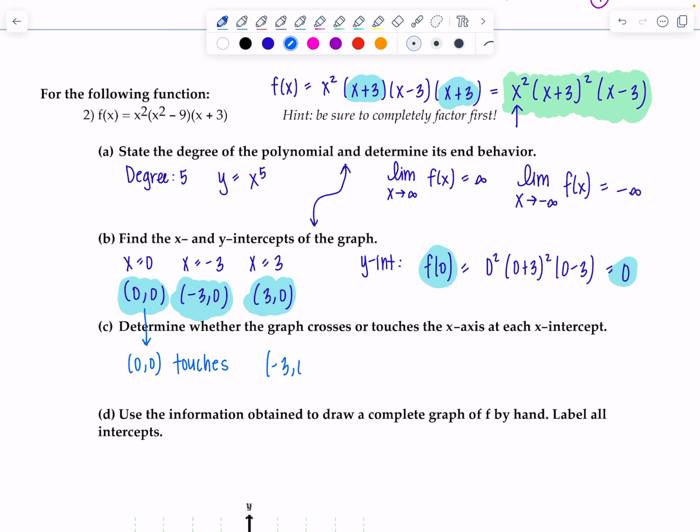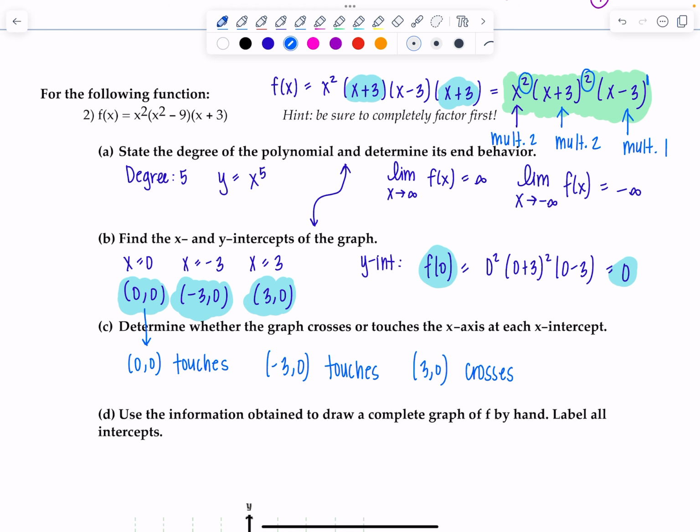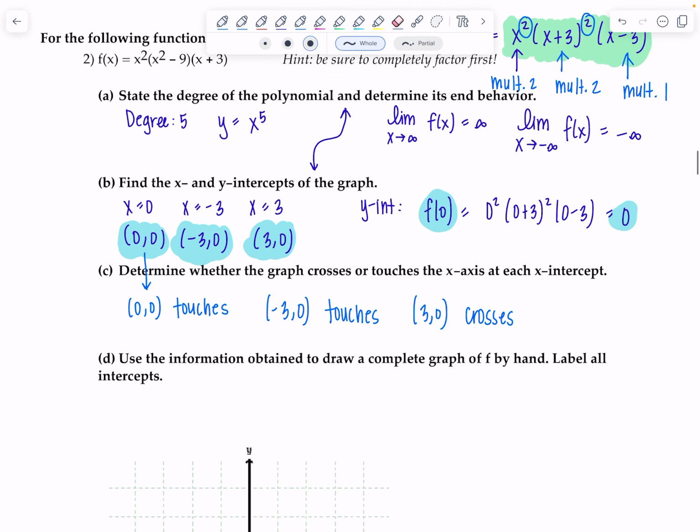Negative 3, 0, what was the multiplicity of that root? That's multiplicity 2 also, because of the exponent. The exponent tells you how many times it's there. So it touches here. And then lastly, what about at 3, 0? What's the multiplicity of that root? Well, there's just a 1 on the exponent. We don't write it, but the multiplicity is 1. So if the multiplicity is odd, then it crosses the x-axis at that intercept, okay?